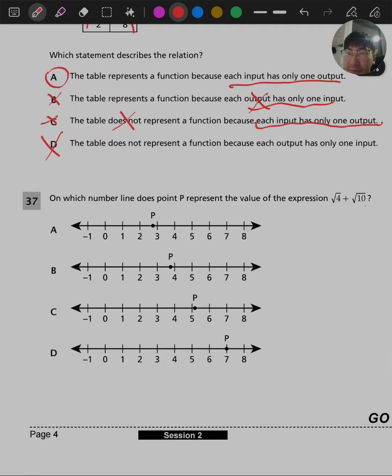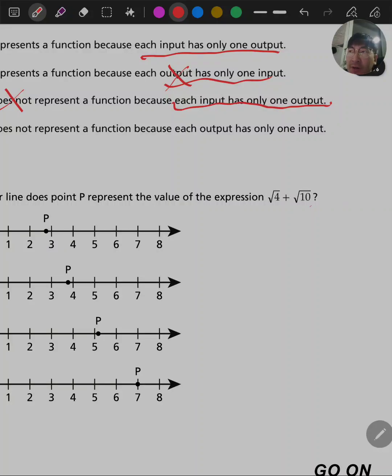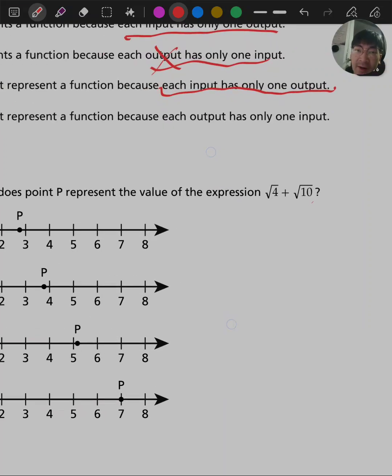On which number line does point P represent the value of the expression square root of 4 plus square root of 10? This is testing your knowledge on perfect squares, and using perfect squares to make estimations and also placing numbers on the number line. If I were to do this with no calculator, I know that square root of 4 is 2. Square root of 10 is not a perfect square, but it's sandwiched between two perfect squares. It's in between square root of 9 and square root of 16. Square root of 9 is the same thing as saying 3. Square root of 16 is the same thing as saying 4.